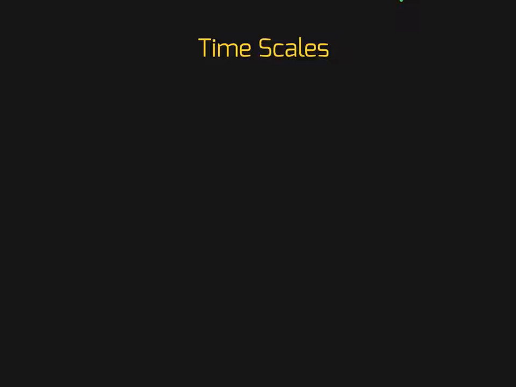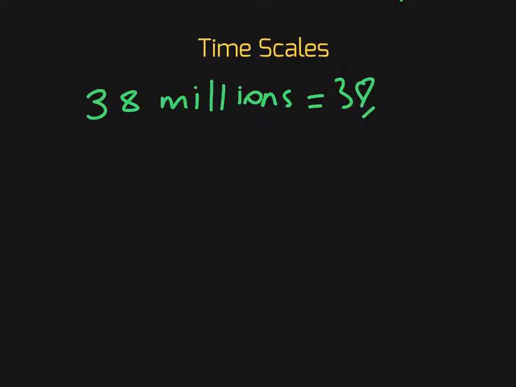Here we have 38 million years. So how would we express that in an expanded form? So it is simply 38, and then we have 6 zeros after it. Now, because it's a large number, we would want to express that in scientific notation.